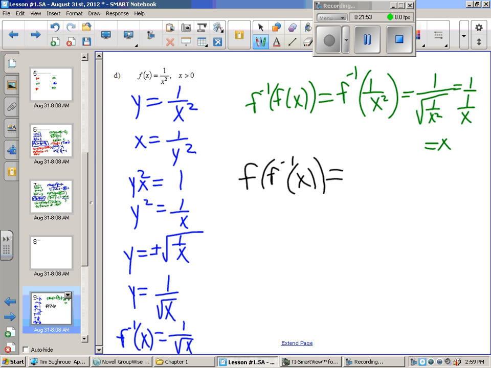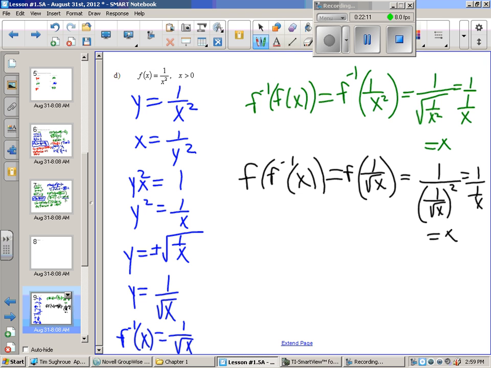Take x, plug it into the inverse function. We get 1 over the square root of x out. That now is the input into our f function, which says take 1 over whatever comes in squared. Again, it's 1 over x. Flip, again, is x.